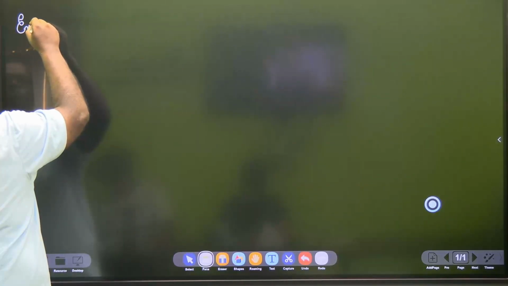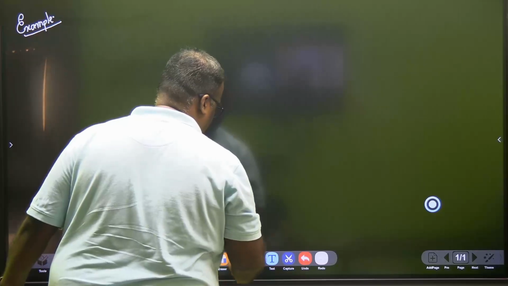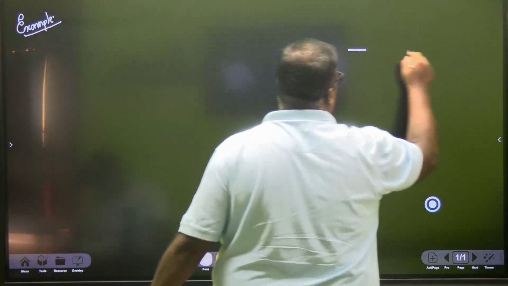So based on that, we'll first attempt one example which is there in our textbook, and slowly step by step we will try to attempt that. So let's first see the configuration that we have for this type of question. Our configuration is somewhat like this.